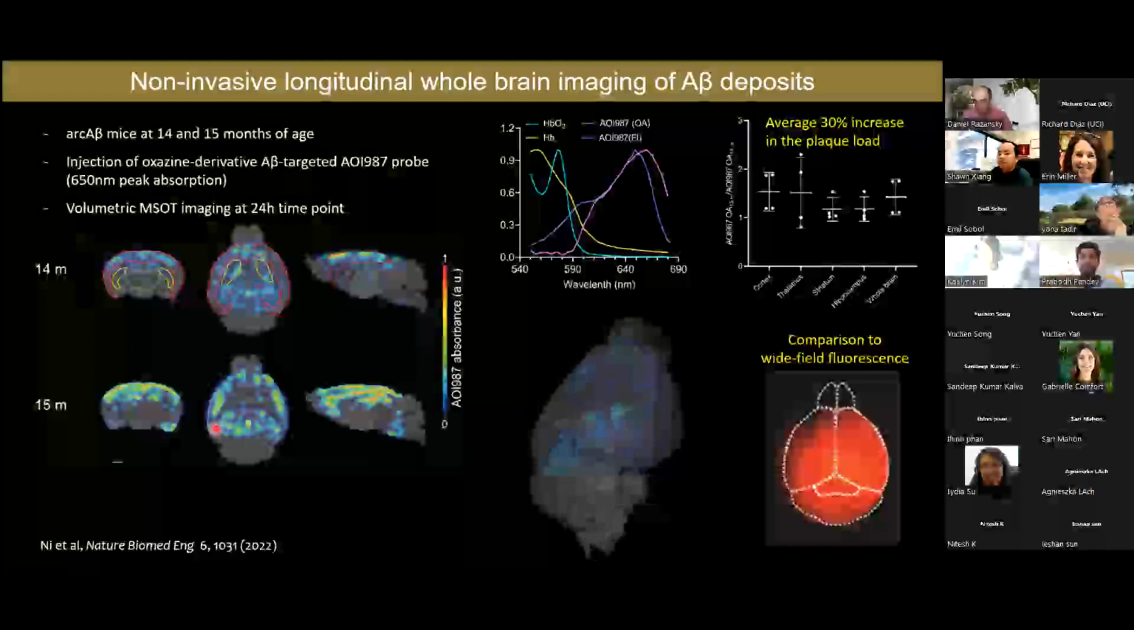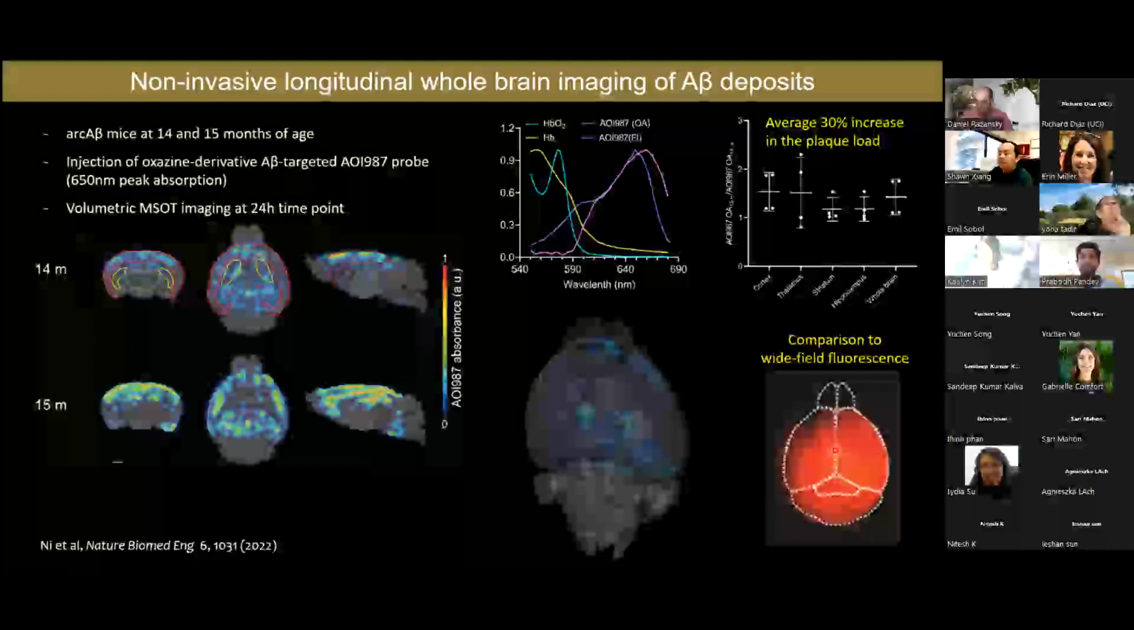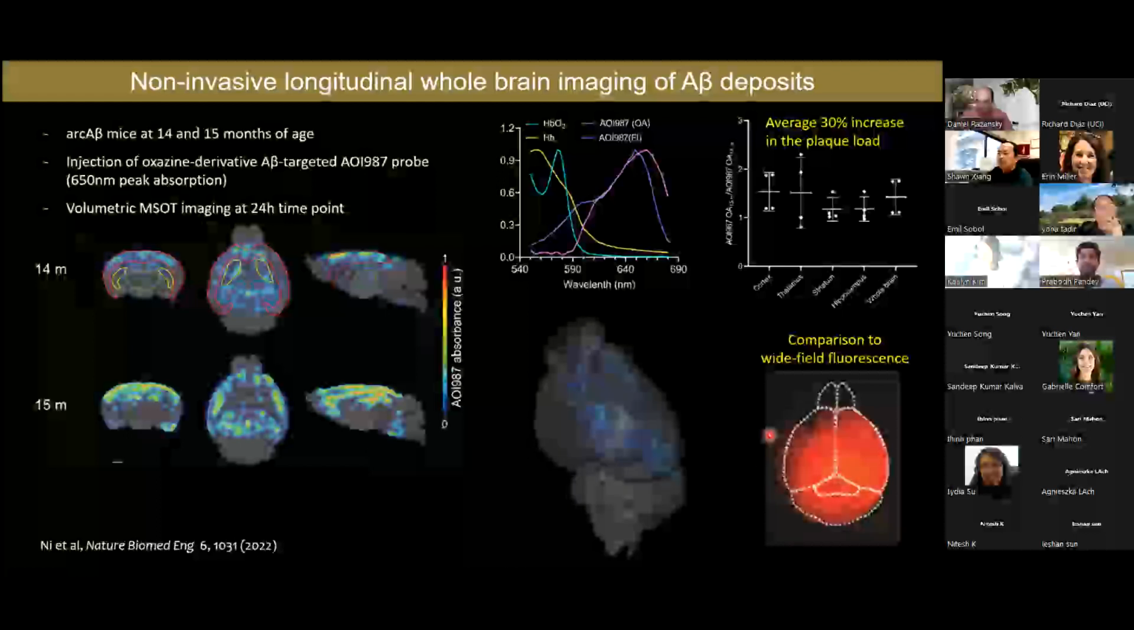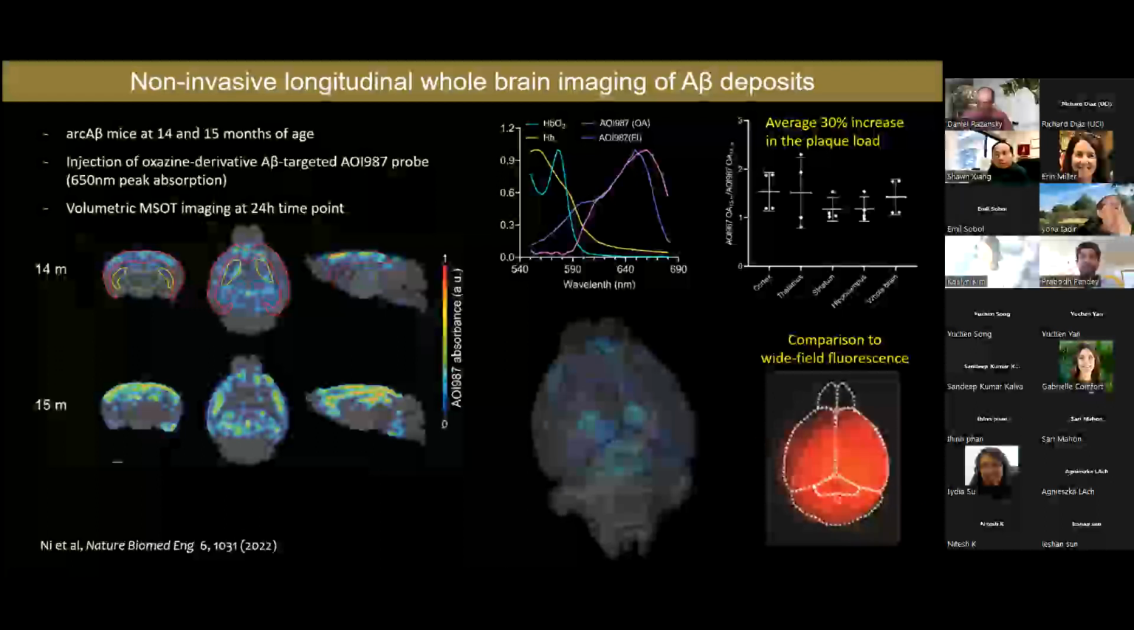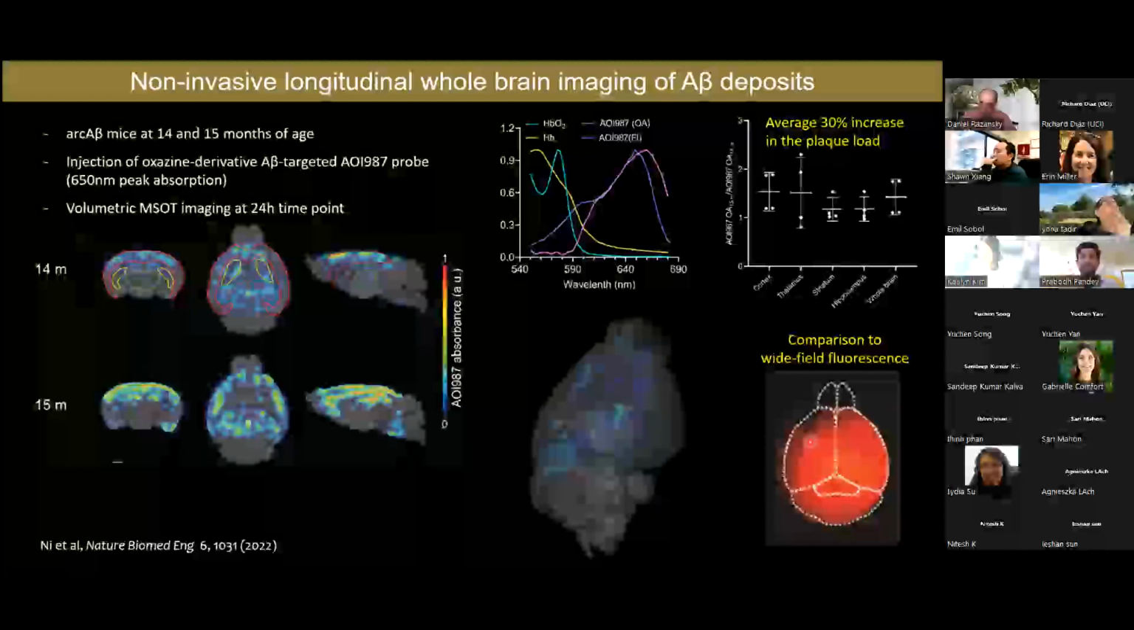So keep in mind the resolution in this case is quite high, so it's about 100 microns, so not something you can do with fluorescence imaging, because the signal gets completely blurred over the 7 to 10 millimeter depth of the mouse brain. So here you see an example of epifluorescence images from the same mouse model.